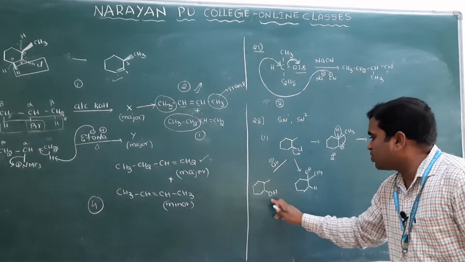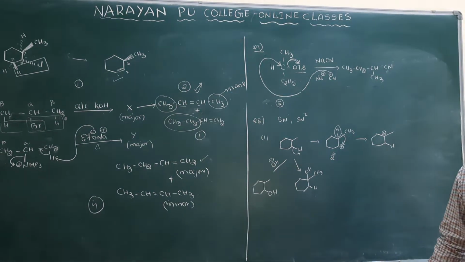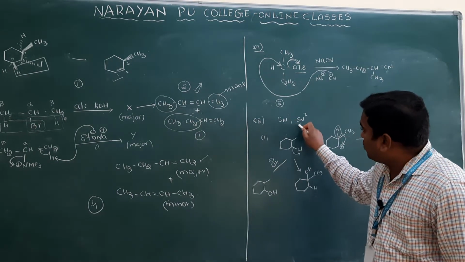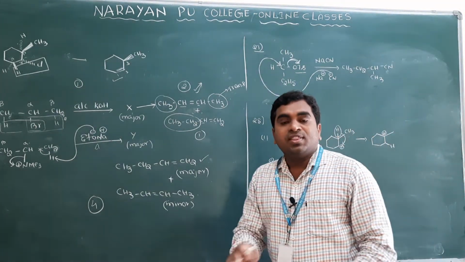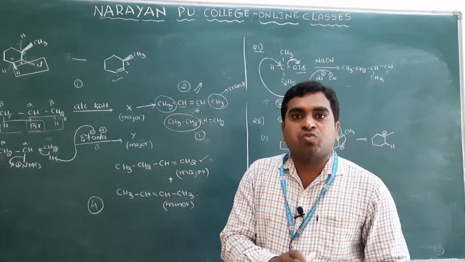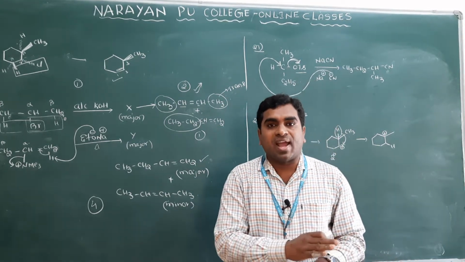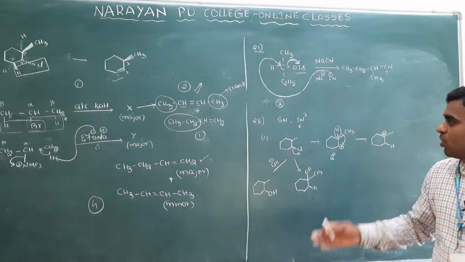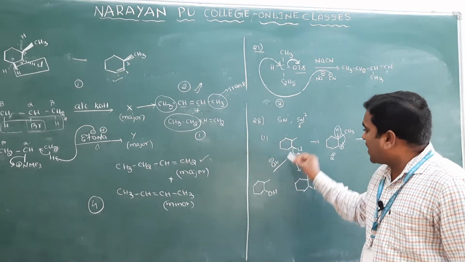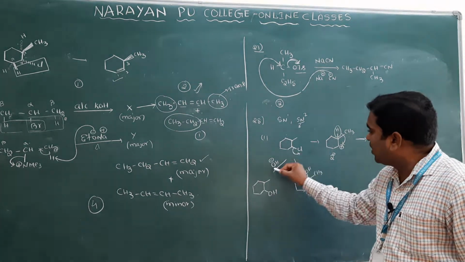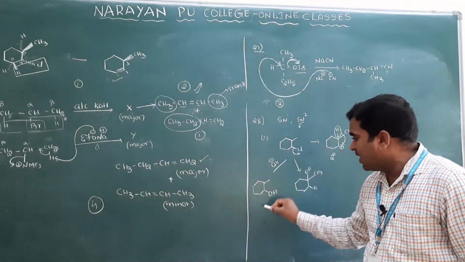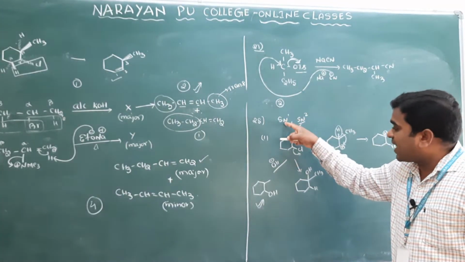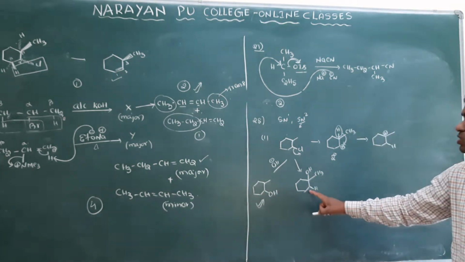How many products are you getting here? 2 products. This is the SN1 product. But in the SN2 reaction, no intermediate is formed, so there is no rearrangement. That's why whenever an SN2 reaction takes place, only chlorine will be replaced by the nucleophile, and you will get only this product. But in the SN1 reaction, you will get this product and also the second product.